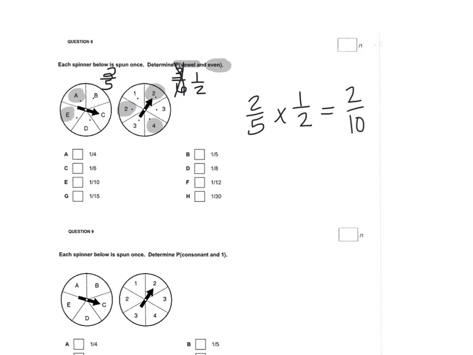Okay, and we can reduce this one more time. 2 can go into 10, so we're going to reduce them both by 2. 2 divided by 2 is 1, 10 divided by 2 is 5.